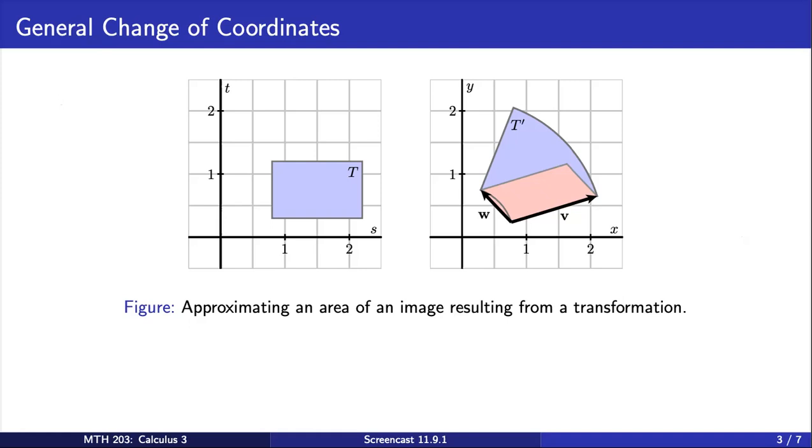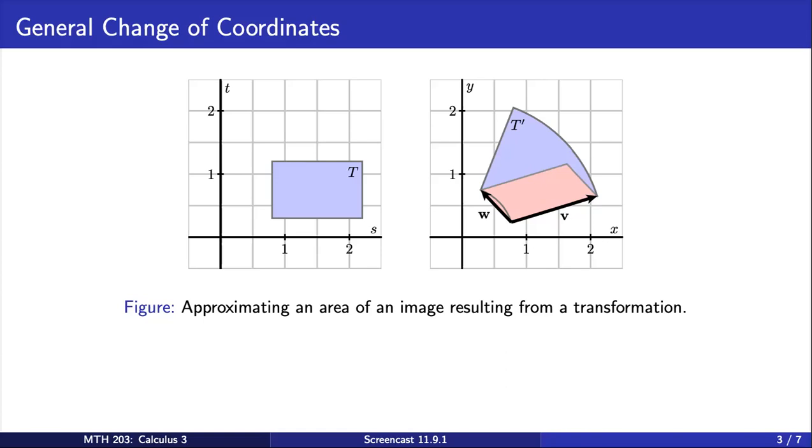Let T be one of these subrectangles, pictured on the left. T lives in the ST plane. This means that there is some region of x and y that maps to T under our given substitution. Let this region be called T prime, pictured on the right. To approximate the area of the region T prime, we use a parallelogram formed by the vectors v and w.